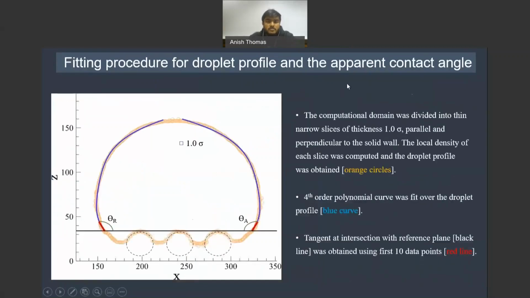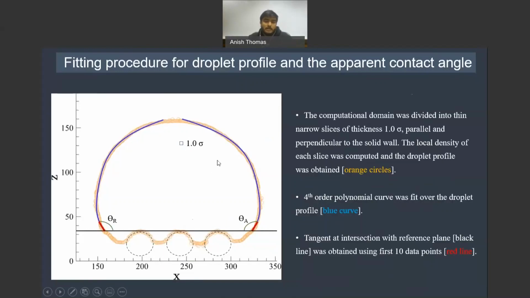The fitting procedure for droplet profile and apparent contact angle. So we know that the contact angle is basically the angle between the liquid-vapor interface and the liquid-solid interface. In order to get this interface, what we did was divide the entire computational domain into thin narrow slices of thickness 1 sigma, parallel and perpendicular to the solid wall. Just to give you a rough idea, this is how the size of 1 sigma looks.